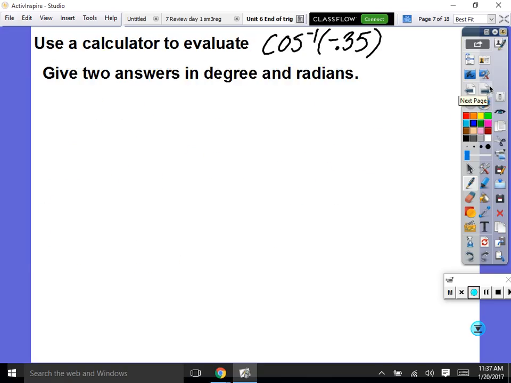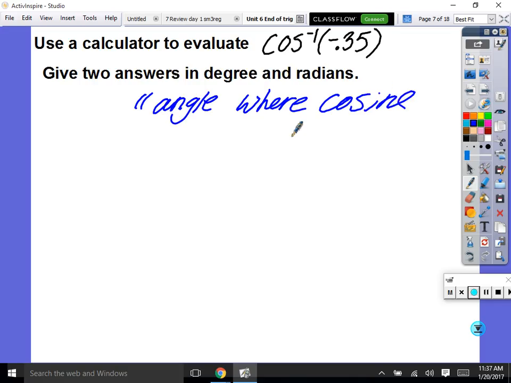Okay, let's do another one similar. Here we go. It says, use a calculator to evaluate cosine inverse of negative 0.35, which means the same thing. Cosine inverse means the angle where cosine is negative 0.35. That's what this is saying, right? Now it says give two answers in degrees and radians. So type into your calculator cosine inverse of negative 0.35.